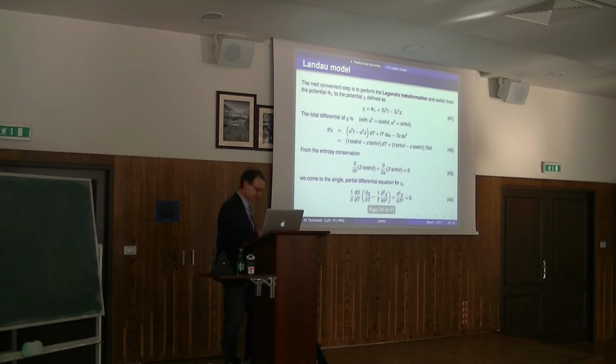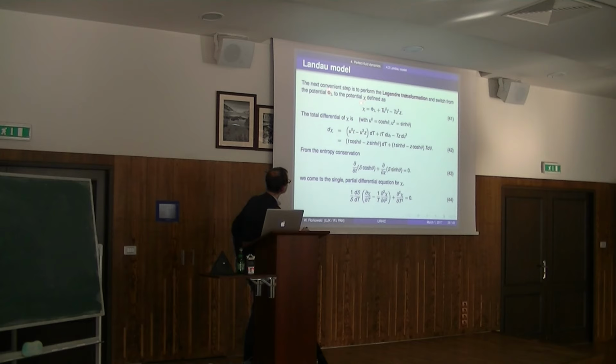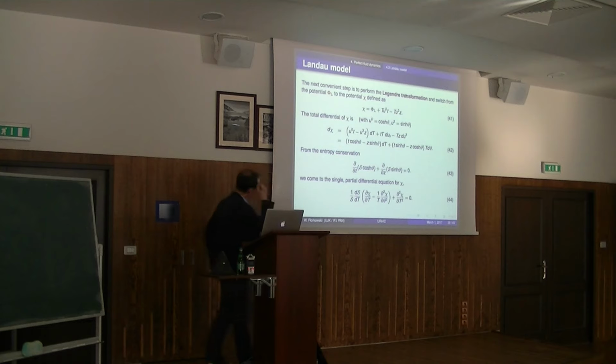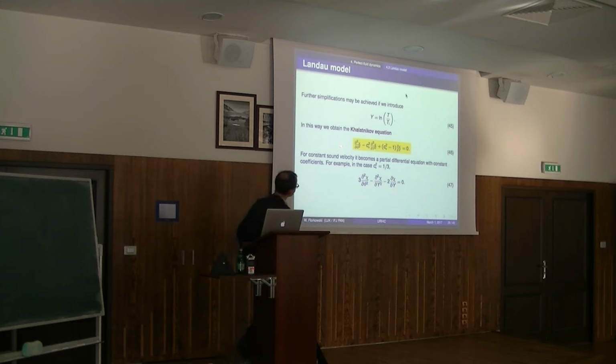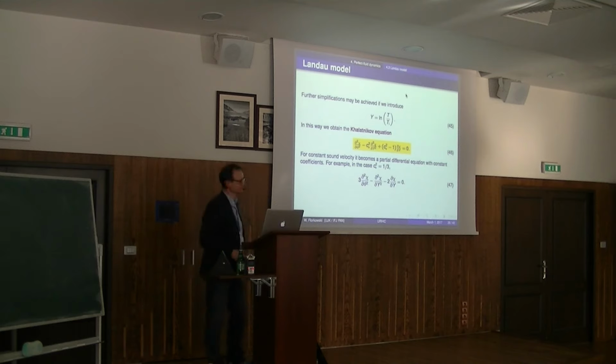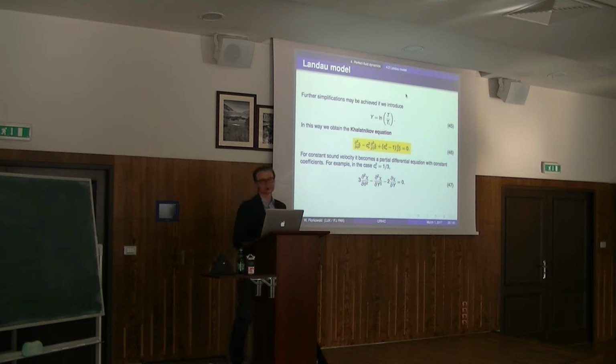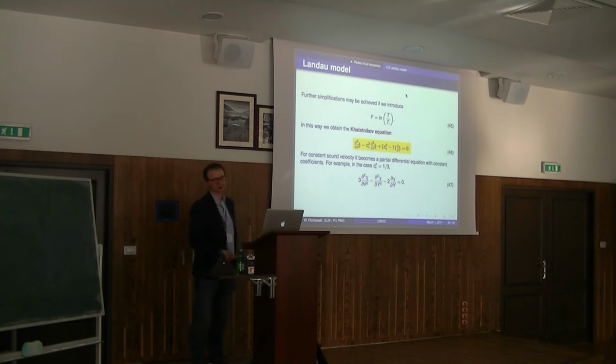The next step is that you make the Legendre transformation and change from the potential phi to the potential chi. Then, without going into details, you find a single equation of the second order for chi. For fixed sound velocity, this equation has constant coefficients. So actually this is a version of the telegraphist equation, and they knew how to solve it because they knew how to solve the telegraphist equation.